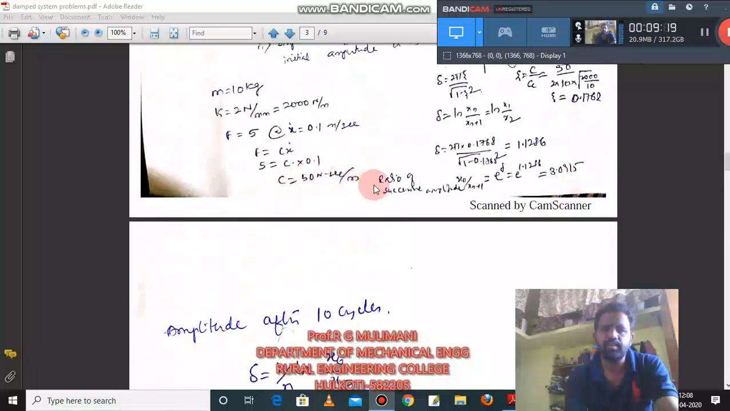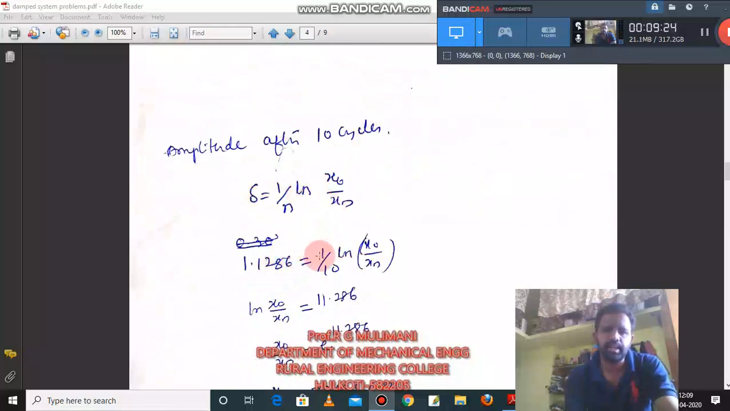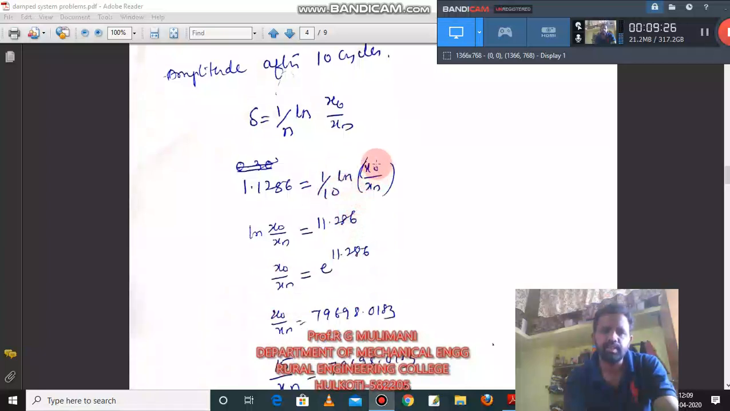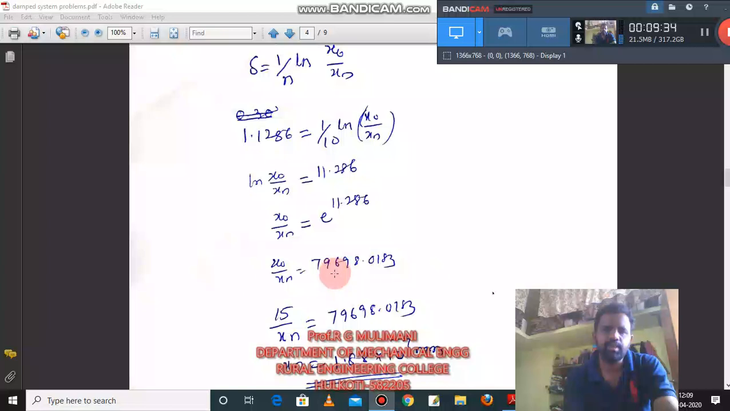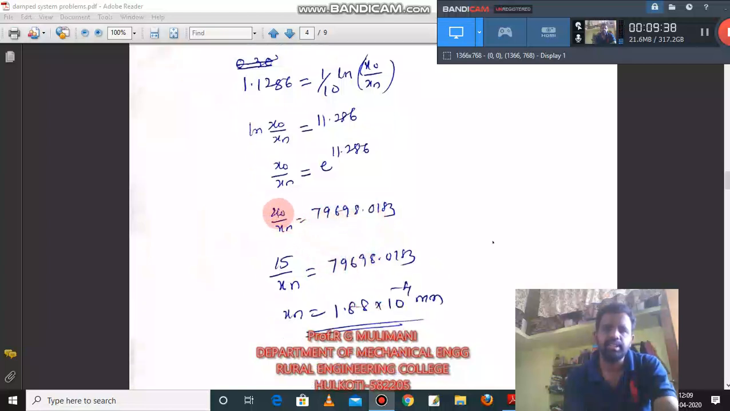The delta value, it is 1.1286 for 10 cycles. First you find the ratio of x naught by xn. X naught is the initial and xn is after 10 cycles. So this value is 79,698. Then you substitute the initial value, that is 15 mm. By this you will get the amplitude after 10 cycles.